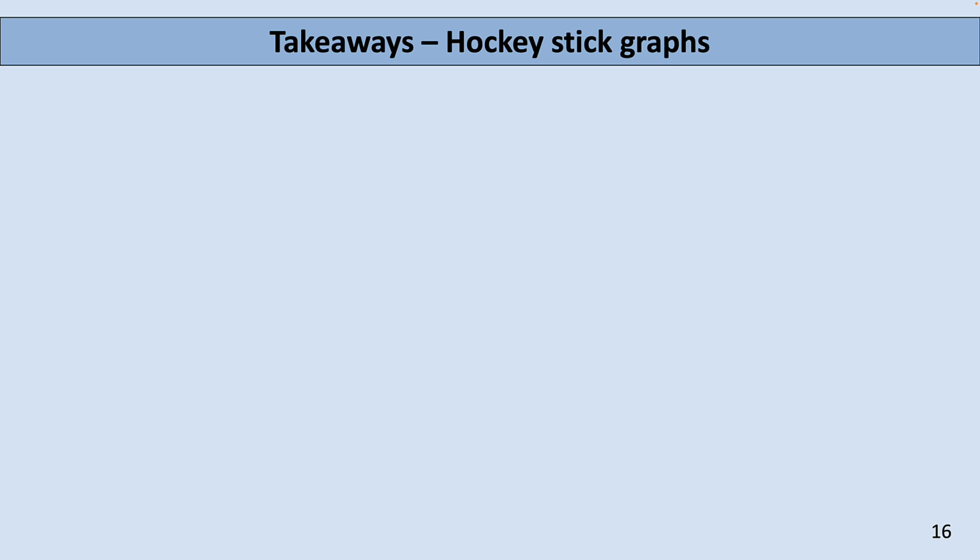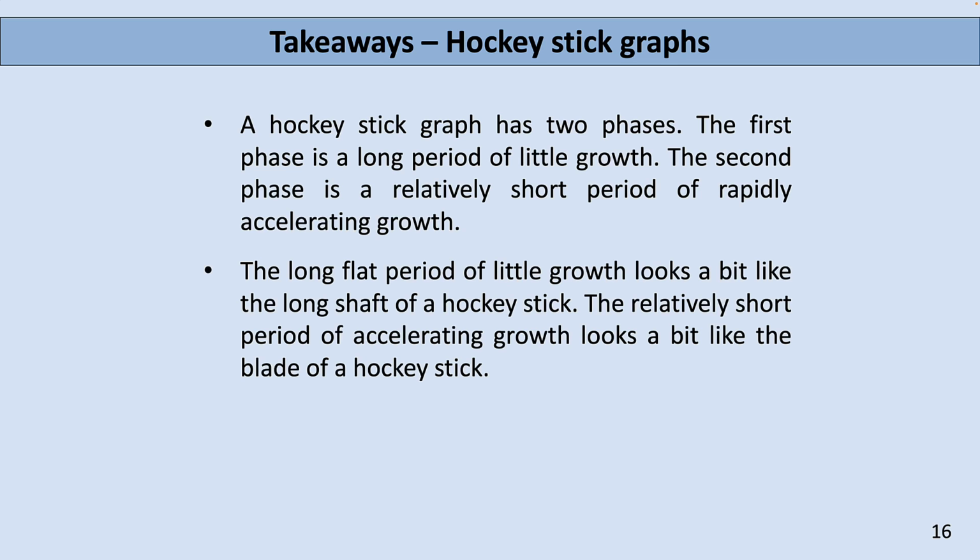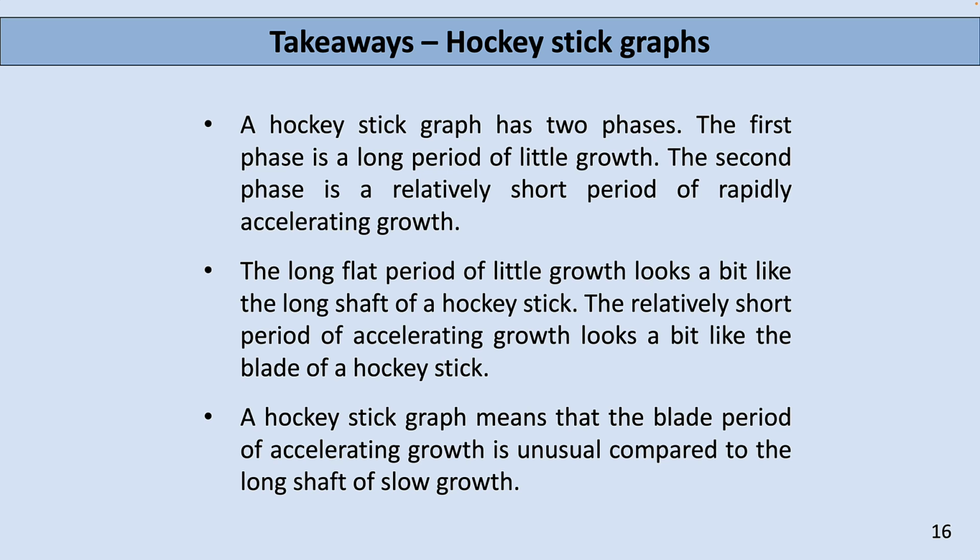Takeaways, hockey stick graph. A hockey stick graph has two phases. The first phase is a long period of little growth. The second phase is a relatively short period of rapidly accelerating growth. The long flat period of little growth looks a bit like the long shaft of a hockey stick. The relatively short period of accelerating growth looks a bit like the blade of a hockey stick. A hockey stick graph means that the blade period of accelerating growth is unusual compared to the long shaft of slow growth.